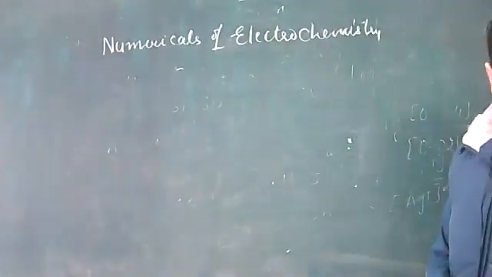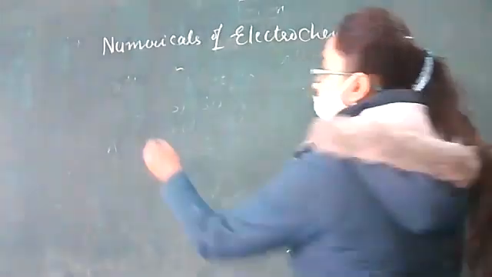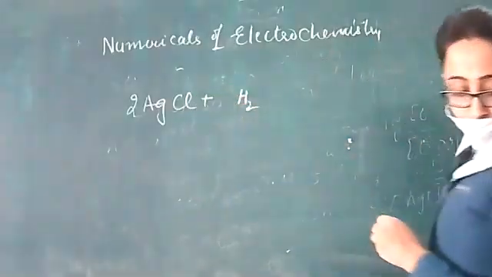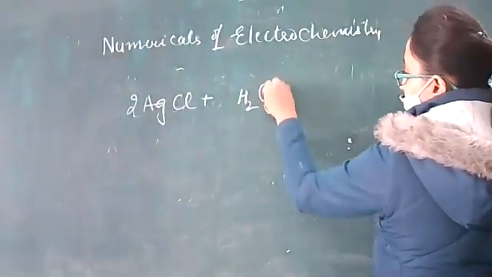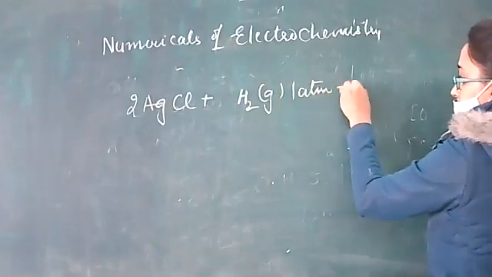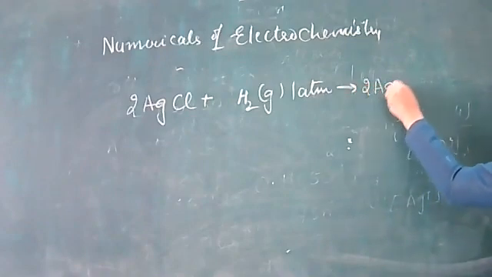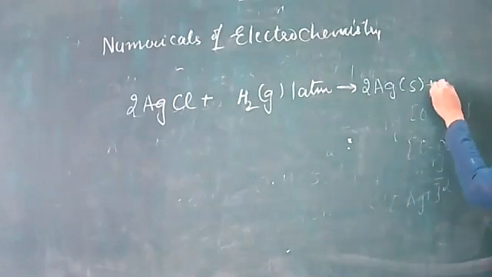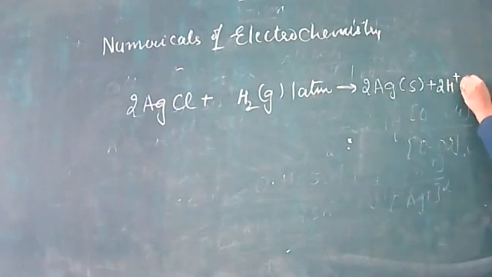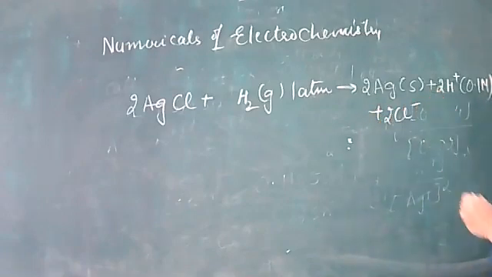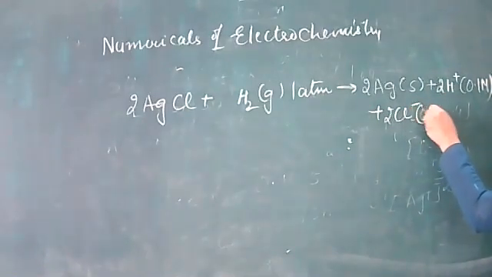So write down the reaction given to you: 2AgCl plus hydrogen gives 2 Ag solid plus 2H positive. The concentration of H positive given is 0.1 molar. And the chloride ion concentration will be the same, that is 0.1 molar.